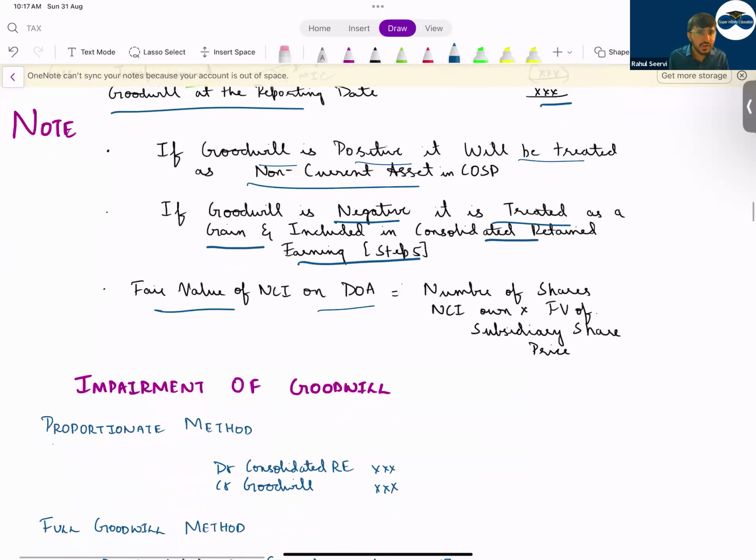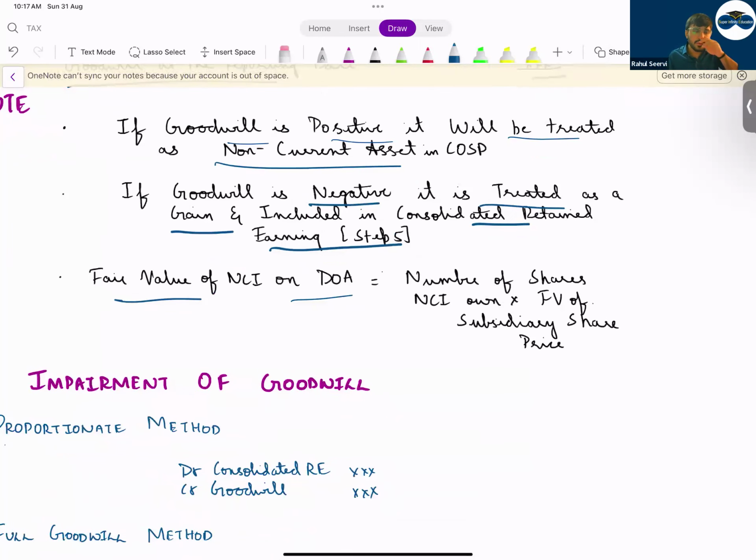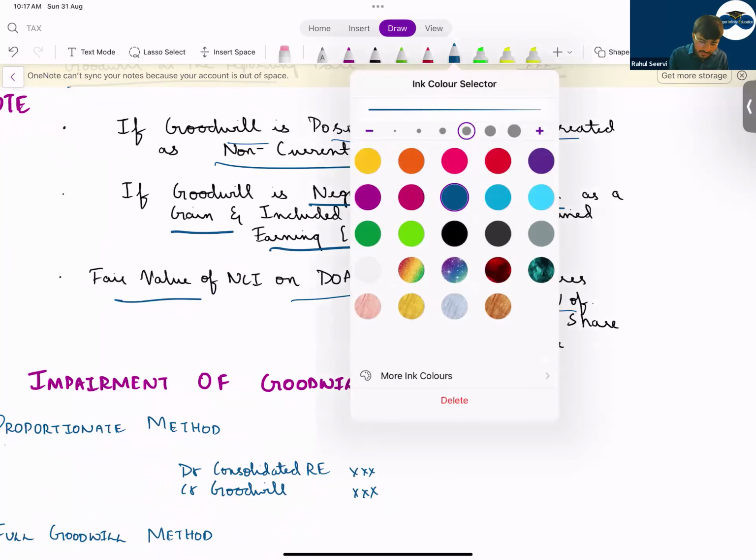Fair value of NCI on the date of acquisition, sir. Sometimes the fair value will not be given. We have seen this in your SBR also. You will take the number of shares which NCI has and you will take the share price of the subsidiary company, not the parent company. Understand that.